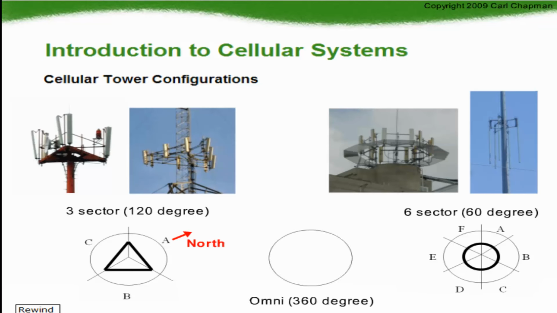The third type of cell site configuration is the omnidirectional site, and is sometimes seen in a rural environment where there are only low subscriber levels. In the omni site, there is only one group of channels available for the whole cell site.